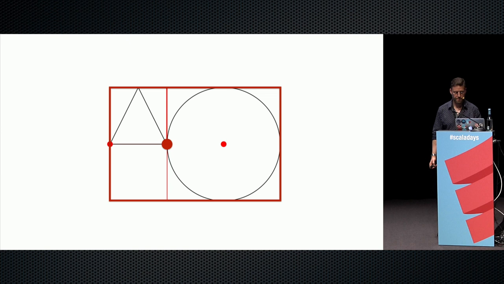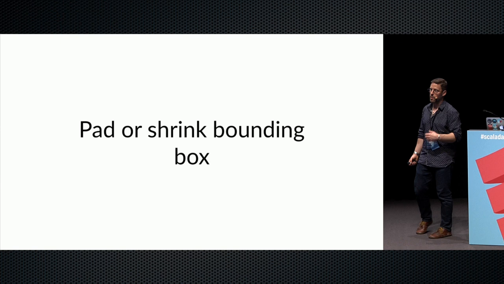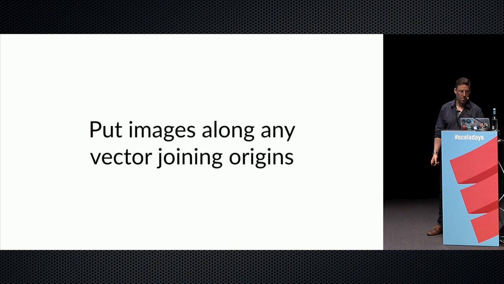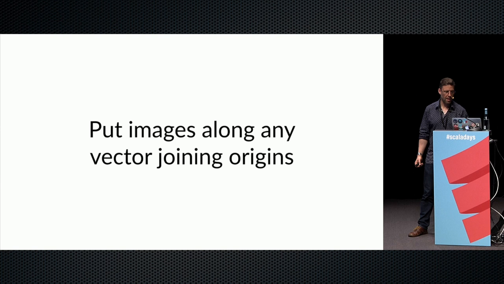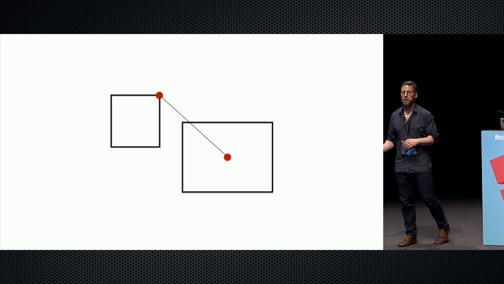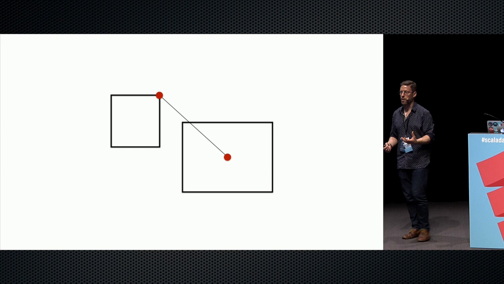Other things, padding or shrinking bounding boxes is another operation I've found myself missing and I need. And ultimately, I'd like something a little bit more flexible than the above, beside, on layout. I'd really like to be able to say, put a vector joining origins along some particular path, and then basically put the images at any location along that vector. That would be a little more flexible, and I could express above and beside and on in terms of this operator, whilst also allowing more possibilities than they have.